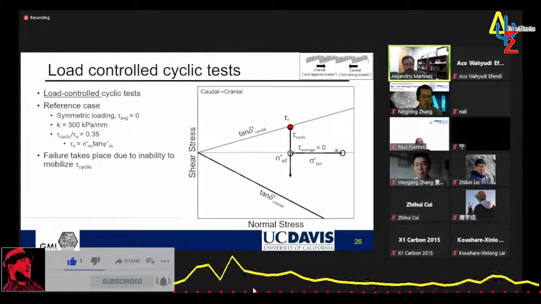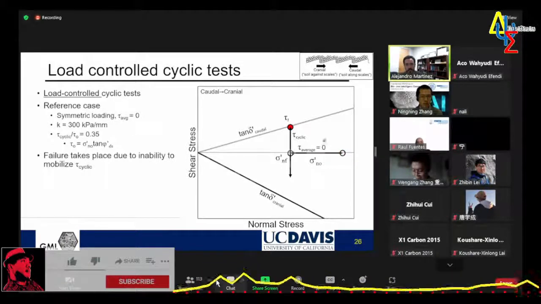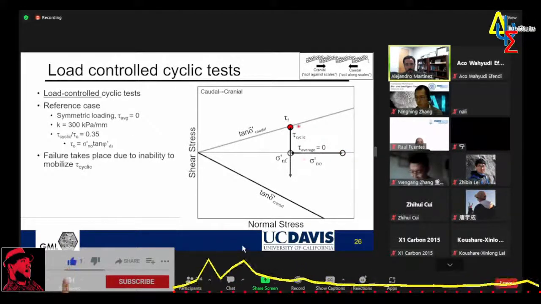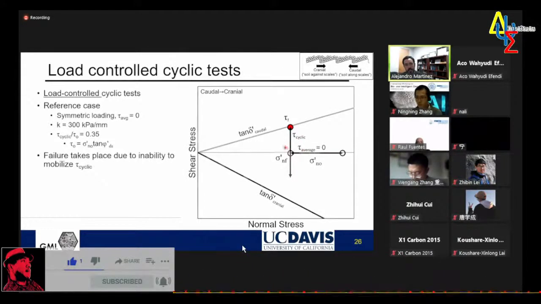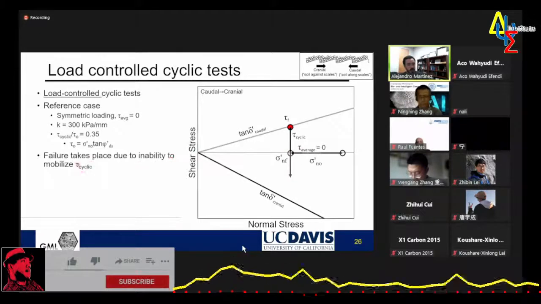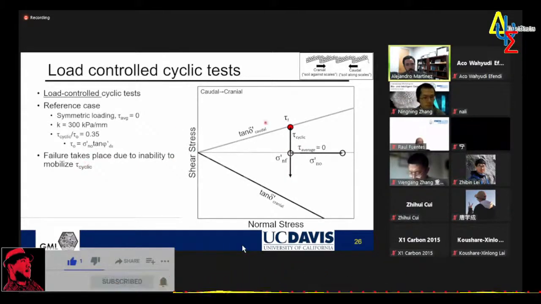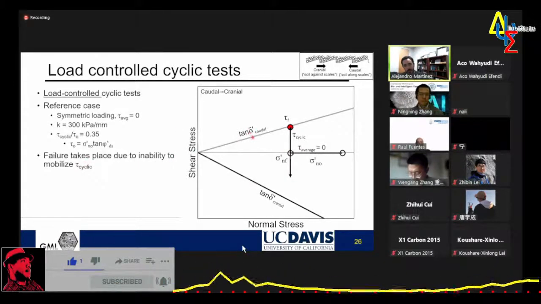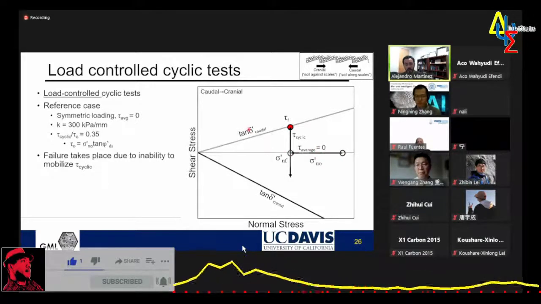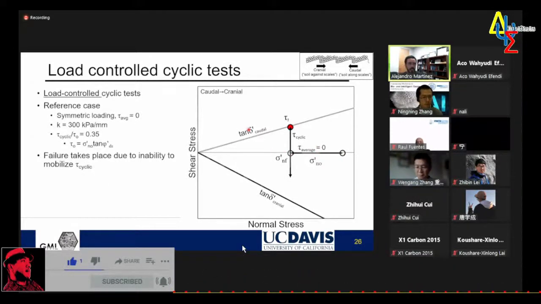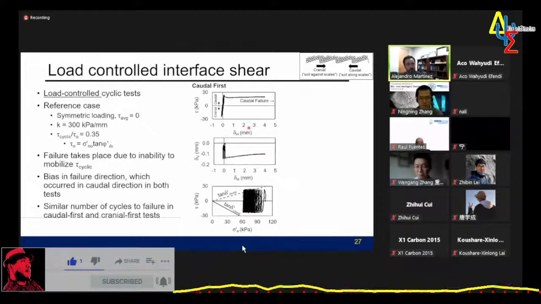Where what I'm going to do is cycle at a constant amplitude, and then observe how many cycles it takes to fail. And I'm going to fail due to the inability to mobilize that amplitude. And if I have these asymmetric failure envelopes and my load is symmetric with an average of 0, then I should always be failing on the caudal side. And so let's look at a test.